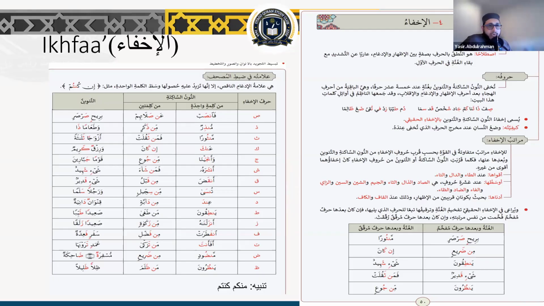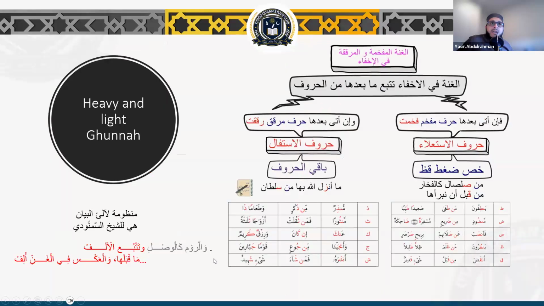The first thing that you do with the ikhfa, as per the book, is you have to prepare the mouth for the articulation point of the next letter. The next letter is the letter after the noon, right? Now on this one, I want to share with you something. It's actually on the next page, which is basically the reason why we're going for the next letter.